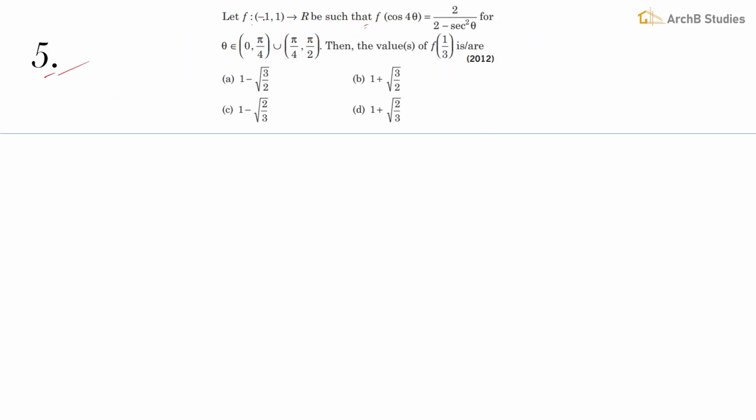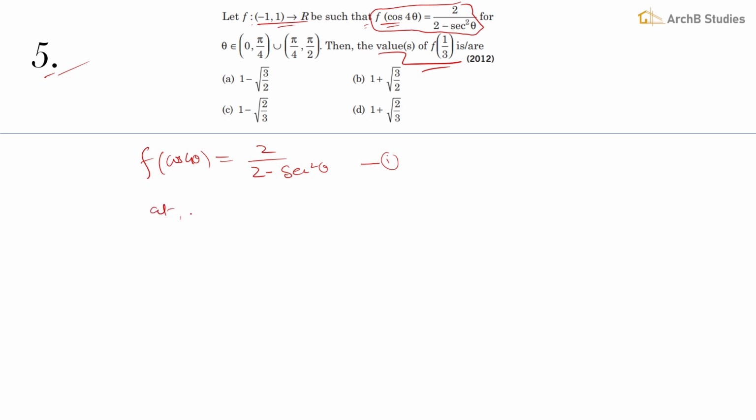Okay, so now in this question we have been given this and this, for theta belonging to 0 comma pi/4 union pi/4 comma pi/2. Then we have to find the value of f of 1/3. So we have been given f of cos 4 theta, which is equal to 2 upon 2 minus sec square theta. This is equation 1. Okay.